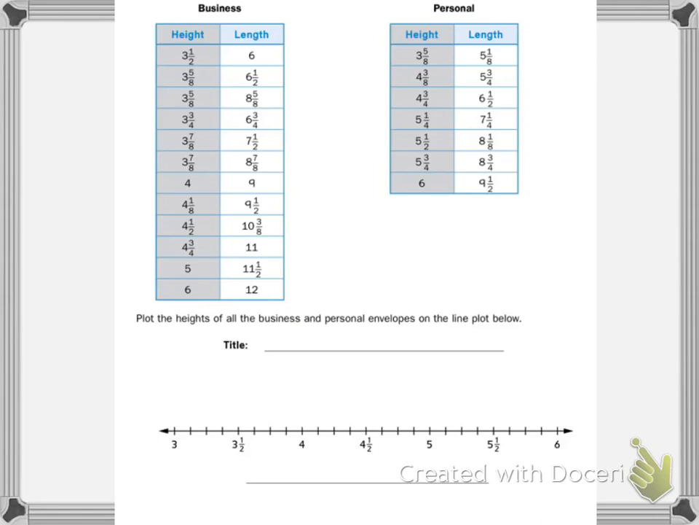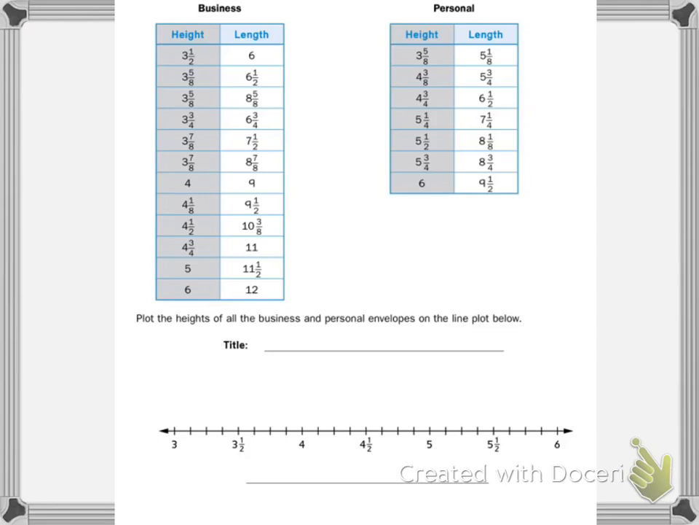All right, we have two columns here. We have a business column and a personal column. They're talking about the height and the length of envelopes. So these are all the different sizes, because if you think about what you mail or your parents mail or what a business would mail, there are a lot of different sizes of objects that you need to mail. So you need to have different boxes or envelopes to mail those.